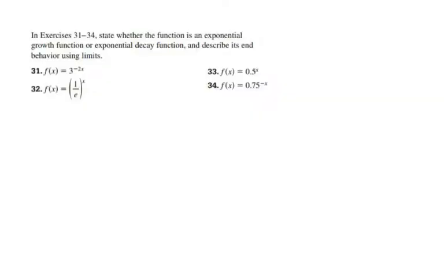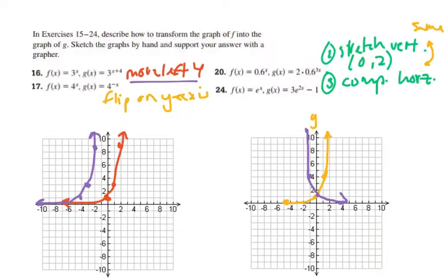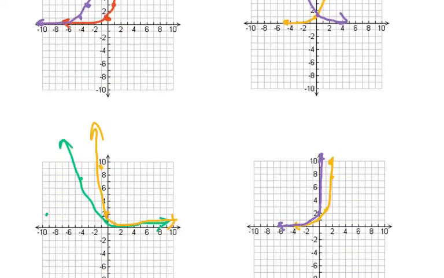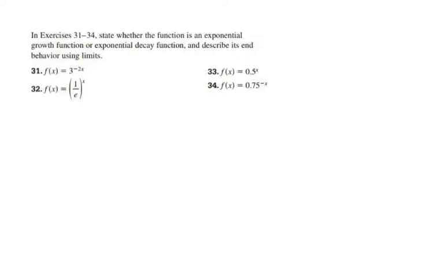Okay, let's see if we answered all the questions. Describe how it's going to move and sketch the graph. Okay. So in number 31 here, we're stating whether the function is an exponential growth function or an exponential decay function and describe its end behavior.